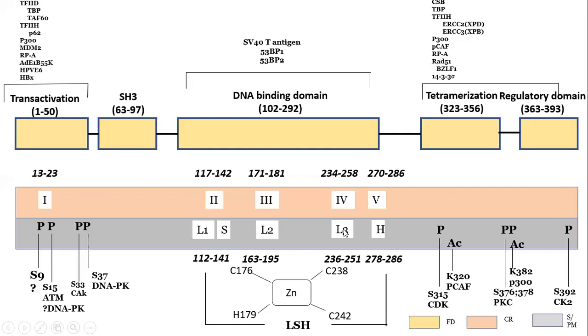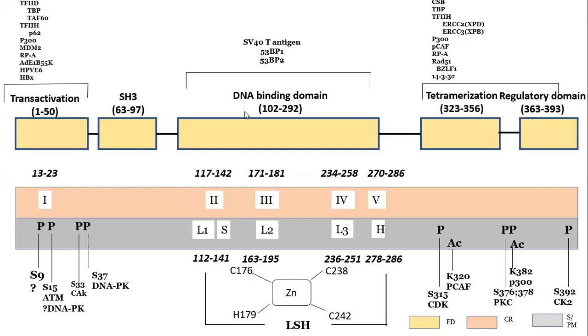What is the importance of this region? The entire region is DNA binding. So L1, the loop 1, binds to the major groove of DNA. This 112 to 141 amino acid long sequence can bind to the major groove of DNA. On the other hand, L2 can bind to the minor groove of the DNA. And there is an importance of L3.